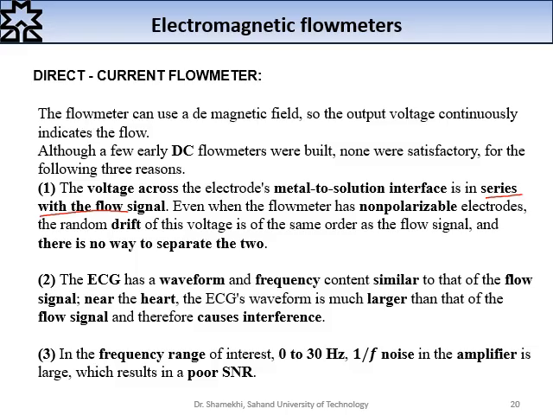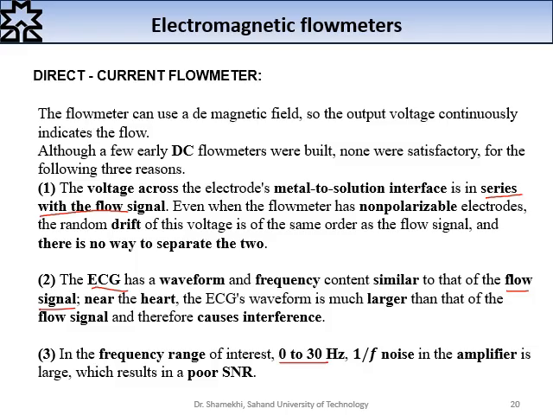these two DC voltages. The second reason is the ECG has a waveform and frequency content similar to that of the flow signal. Especially near the heart, at the vessels near the heart, the ECG waveform is much larger than that of the flow signal, and therefore causes significant interference.